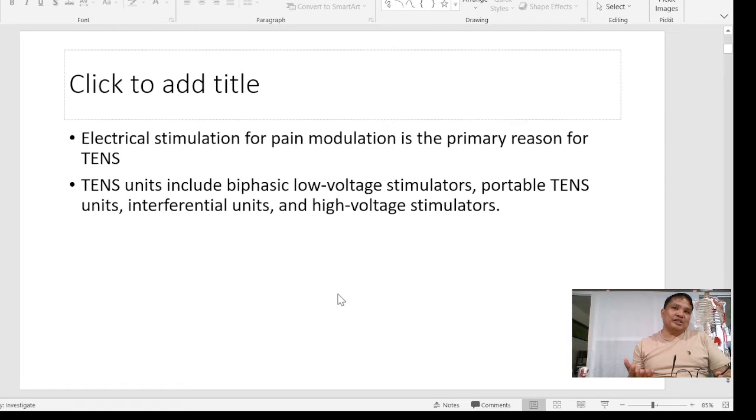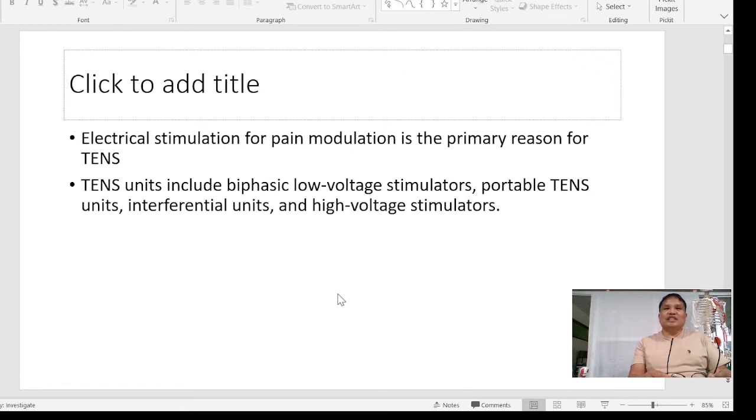So why do we use TENS? Basically for pain modulation. When you say modulate, we're trying to regulate or to decrease the amount of pain that the patient is experiencing. So we stimulate the cutaneous nerve. The cutaneous nerve is basically made up of sensory receptors. Okay? It is found on the surface of your skin.